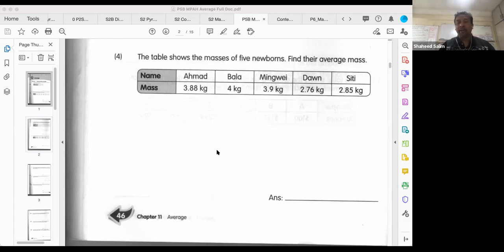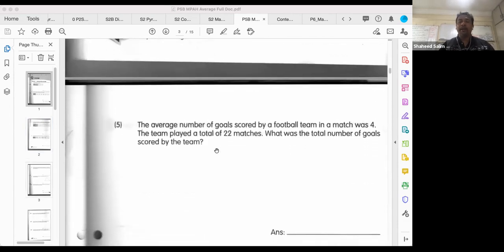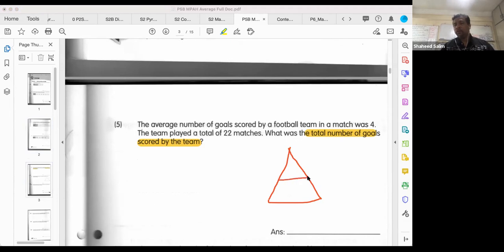Now you're going to go to the indirect one. What do you mean indirect? See, now they're asking you for what? The total number of goods. They're asking you for the total number. You must know how to use the triangle. Okay, I just draw this. You want to find total, the formula for total is average times number. You want to find average, total divided by number. You want to find number, total divided by average.